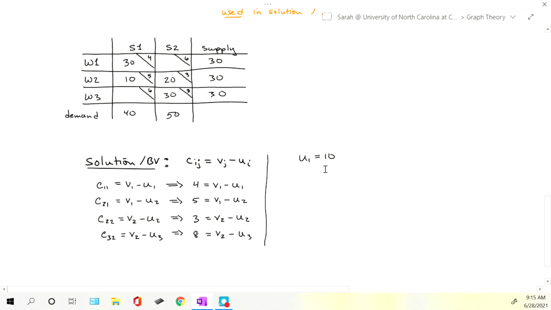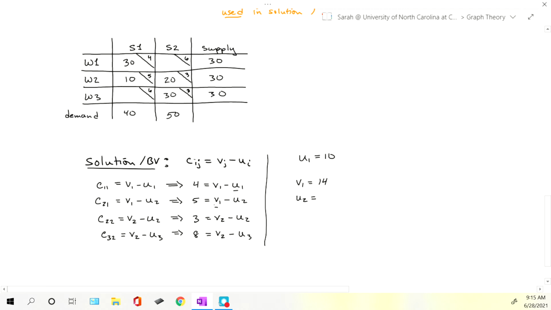Now, if U1 equals 10, notice we plug U1 equals 10 in right here. We then can solve for V1 by just moving everything to the other side. So we add 10 to the other side, so V1 equals 14. At this point, we now have what V1 equals, so we can solve for U2. Notice you won't always be able to go down top to bottom in the equations. You may have to jump around a little bit. Here, we're able to go to the next equation because we already know what V1 equals.